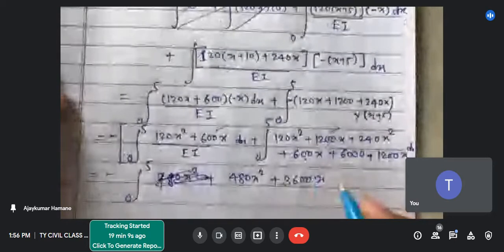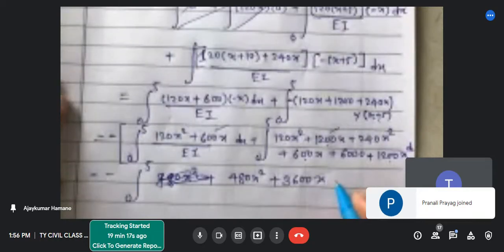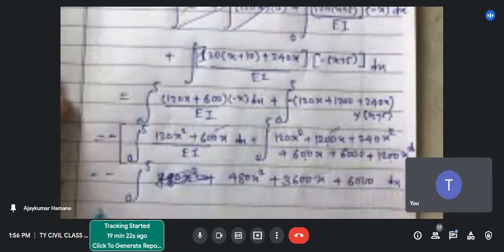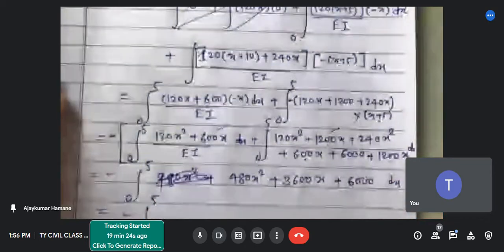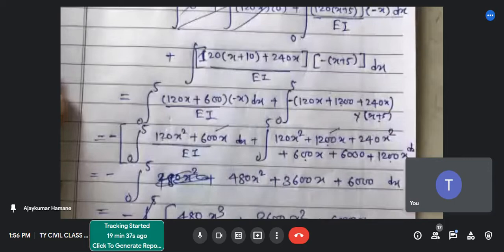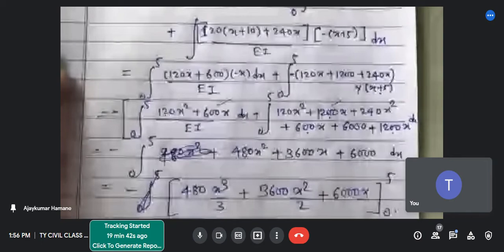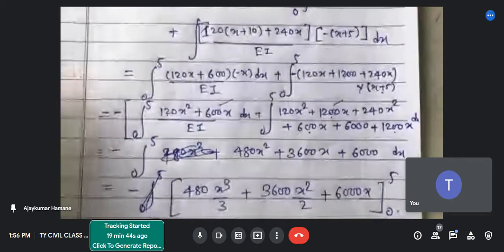If I'm somewhere wrong, just correct me. The next one will be 6000 dx. Now, what is the answer? Tell me.